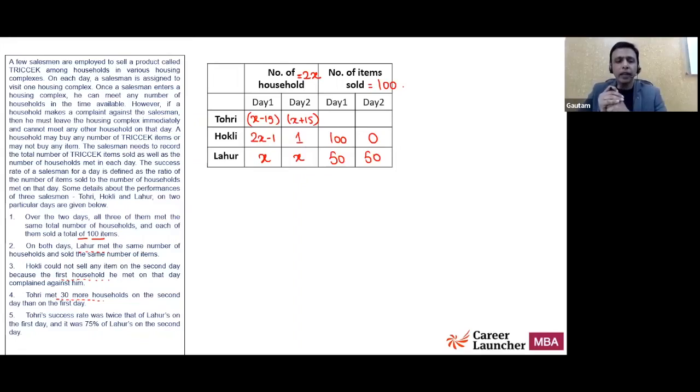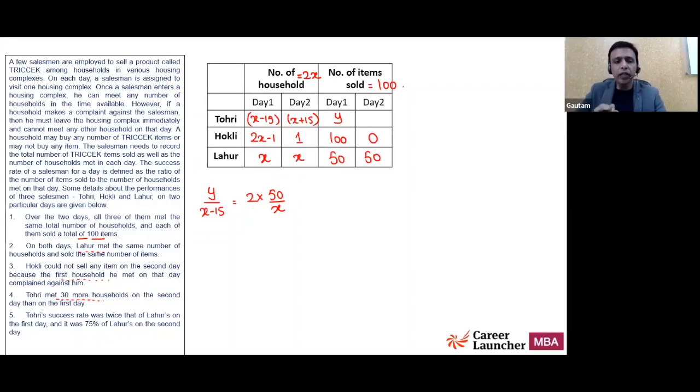Now the last line says Tory's success rate on day 1 was twice that of Lahore. Assuming that he sold y items on day 1, Tory's success rate would be y upon x minus 15, and that should be twice of 50 by x, which is Lahore's success rate. I repeat, Tory's success rate on day 1 would be y upon x minus 15, and Lahore's success rate on day 1 would be 50 by x. So y upon x minus 15 should be twice of 50 by x.